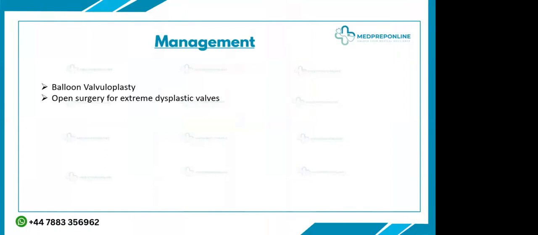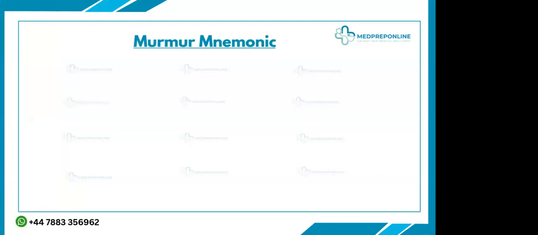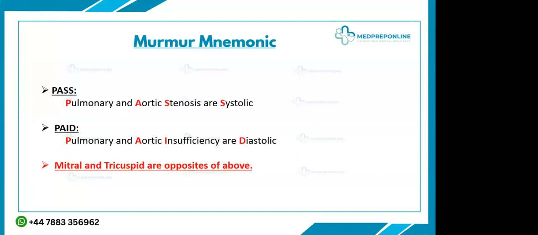And in the management, sorry, in the surgical, obviously, you need to go for balloon valvuloplasty and open surgery for extremely dysplastic valves, which cannot be opened through balloon valvuloplasty. Then you need to go for open surgery, and maybe you need to replace the valve with prosthetic valve material. Okay, that was all about the acyanotic with volume overload and pressure overload.